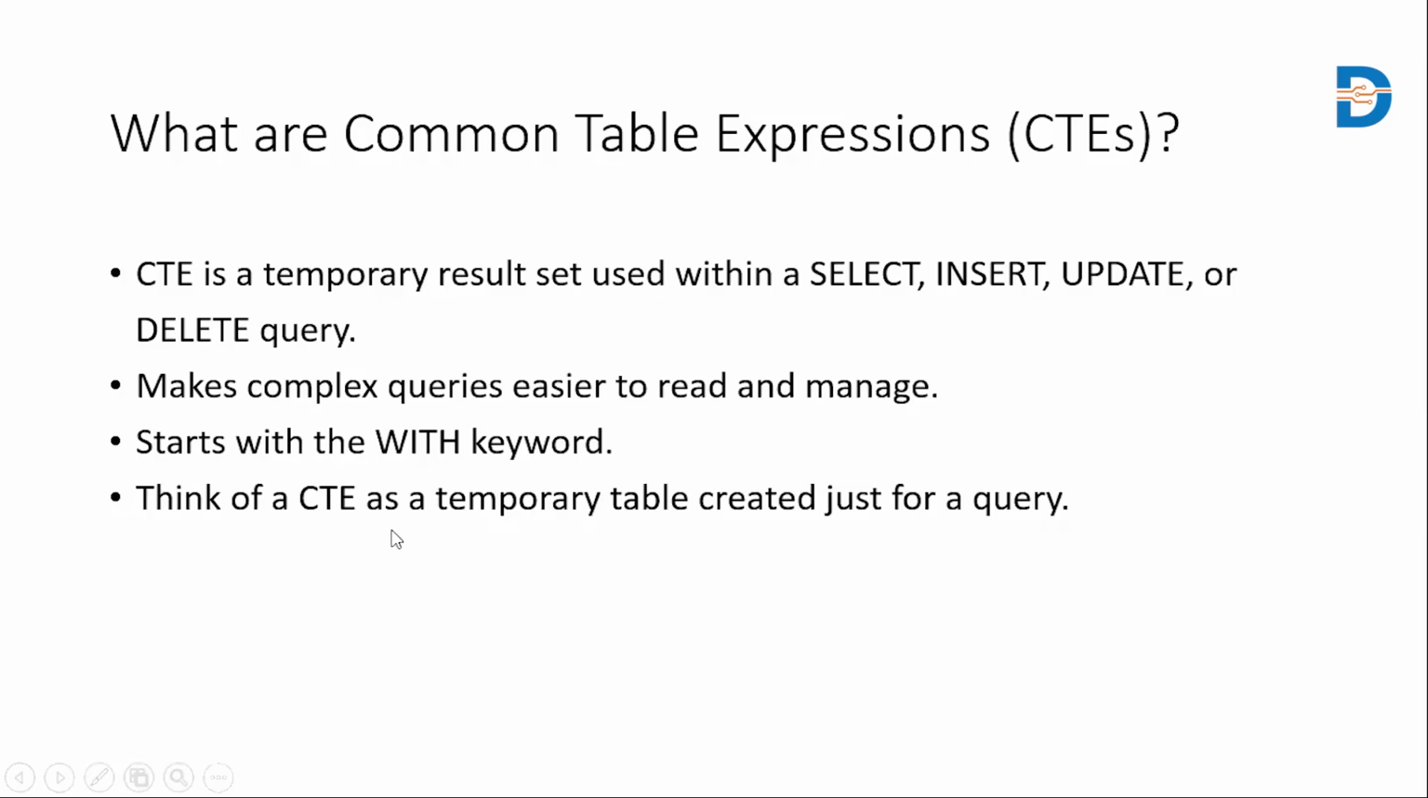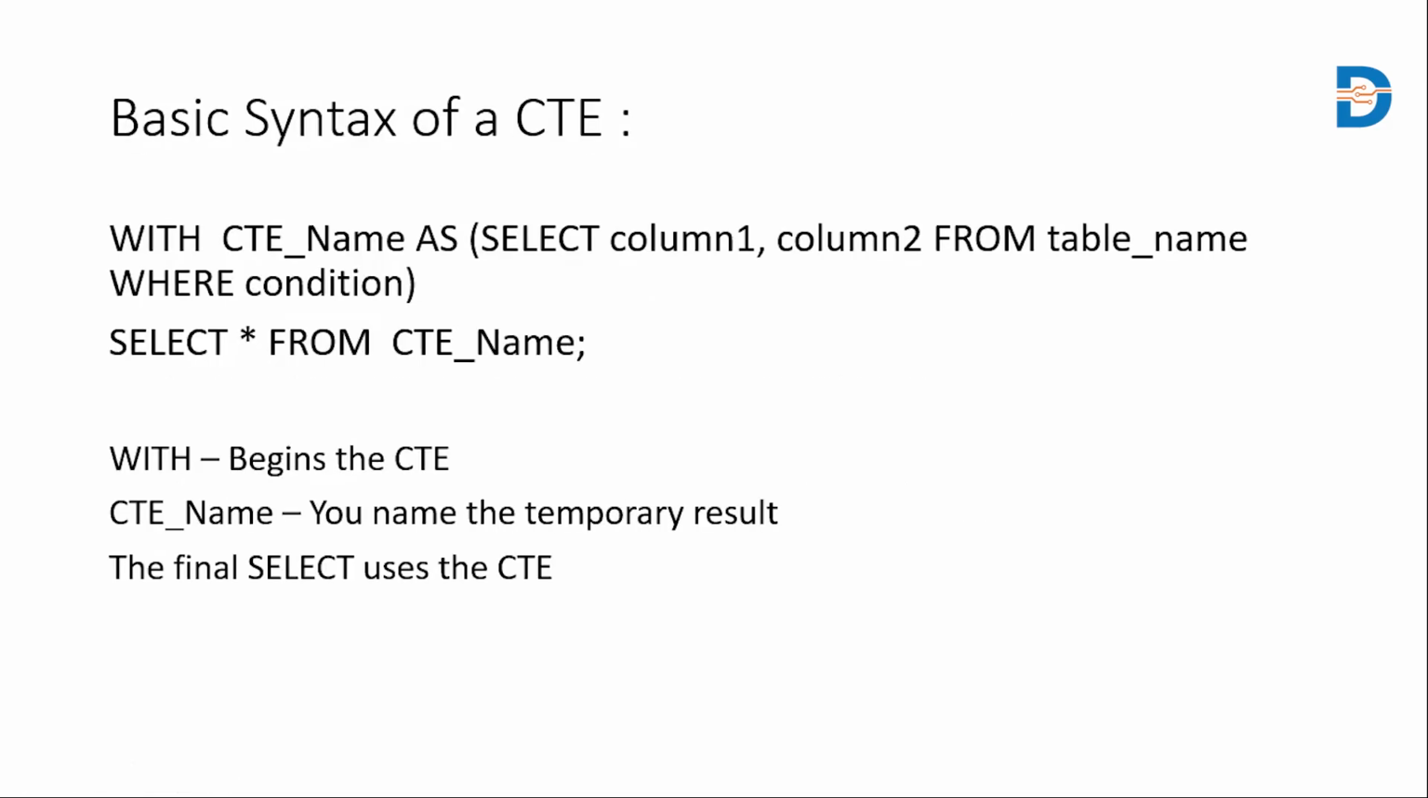Think of a CTE as a temporary table created just for a query. So let's see the basic syntax of a CTE: WITH CTE name. Using that WITH keyword, we can use the CTE. Over here we use the CTE name AS, after that SELECT column 1, column 2 FROM table name WHERE we have the conditions. Based on those WHERE conditions, we can create another table, and it can express very complex data in a simple way.